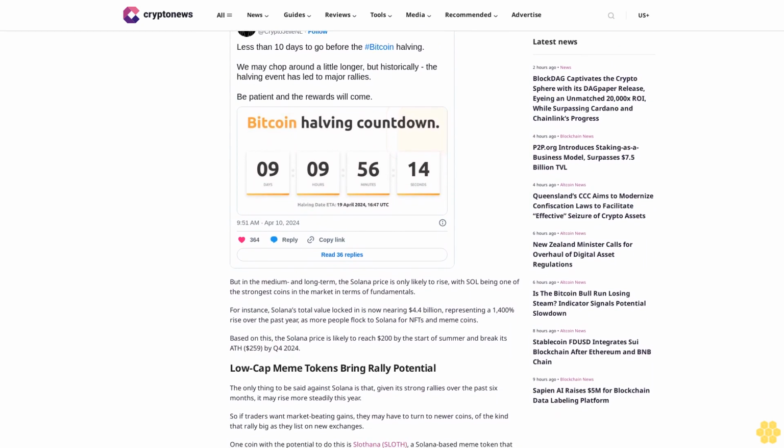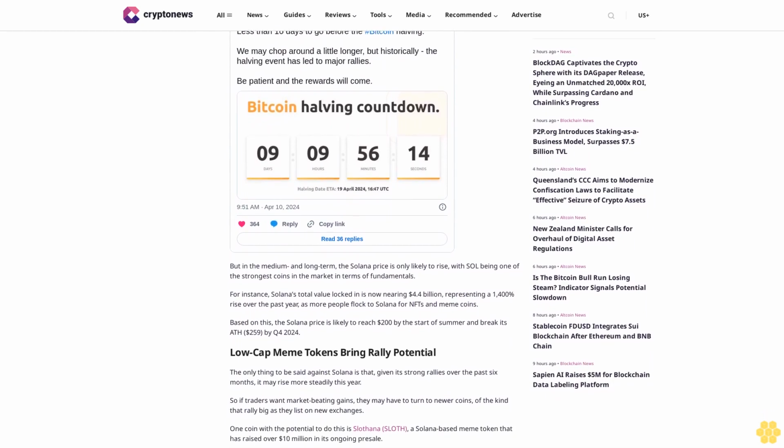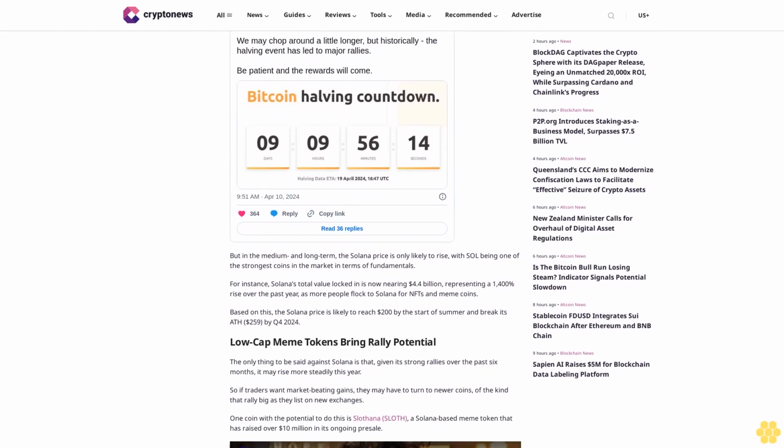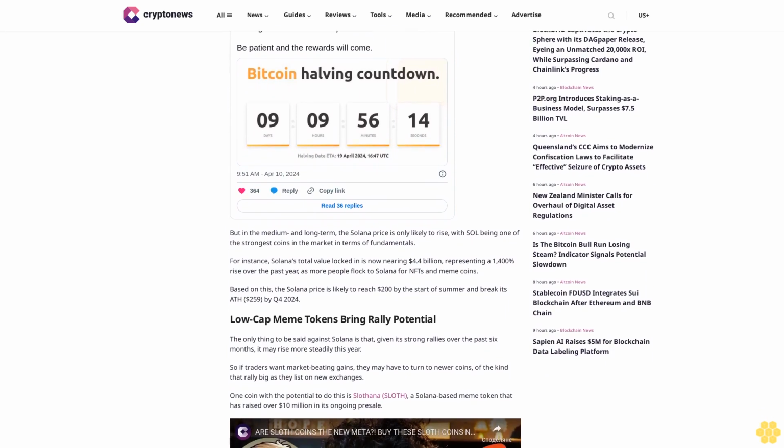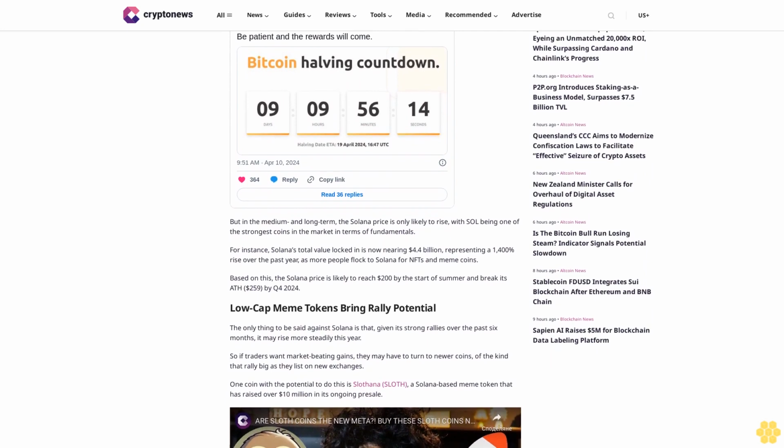Low cap meme tokens bring rally potential. The only thing to be said against Solana is that, given its strong rallies over the past 6 months, it may rise more steadily this year. So if traders want market-beating gains, they may have to turn to newer coins of the kind that rally big as they list on new exchanges.